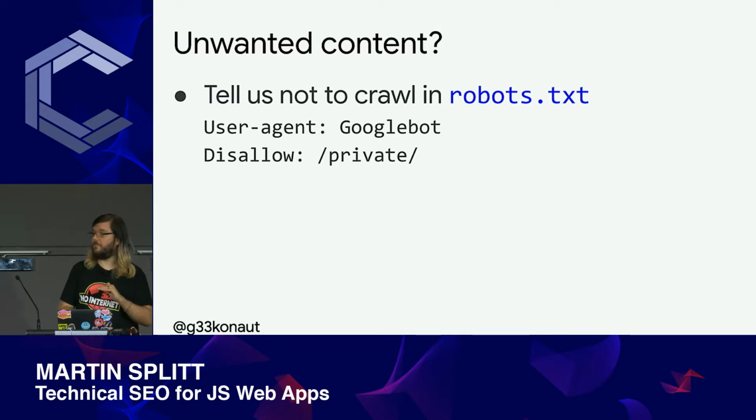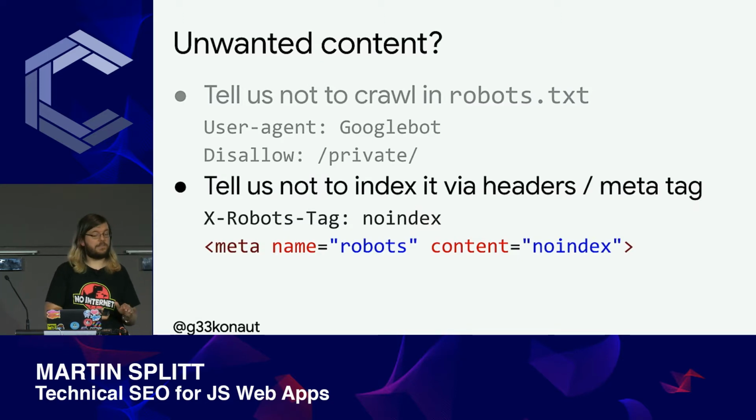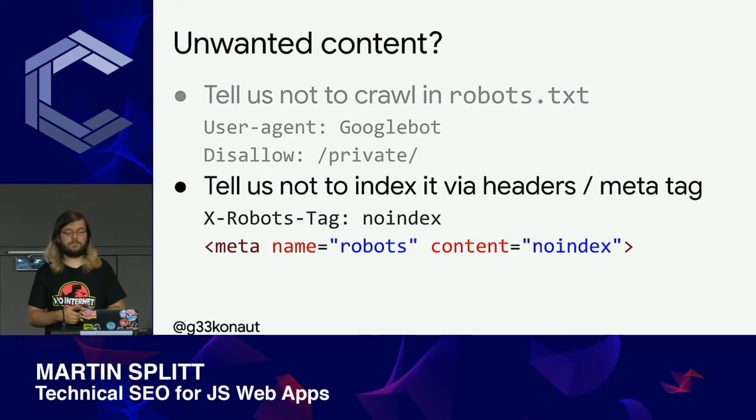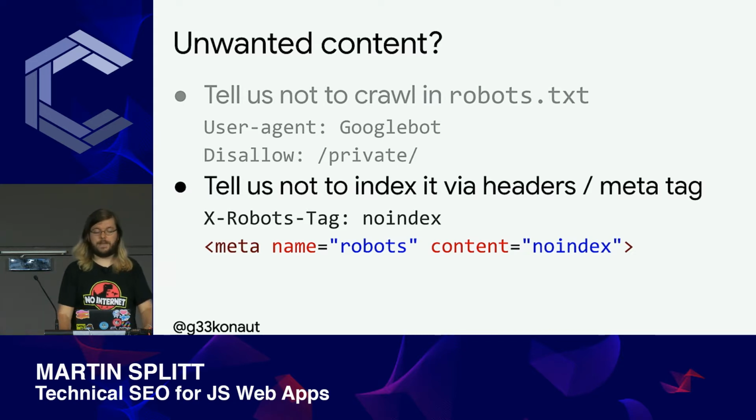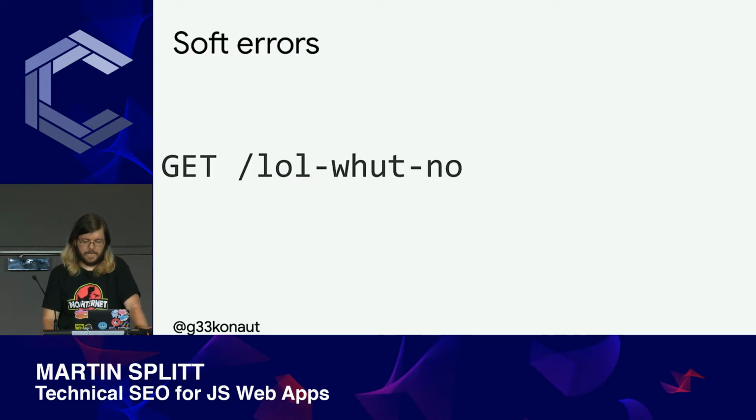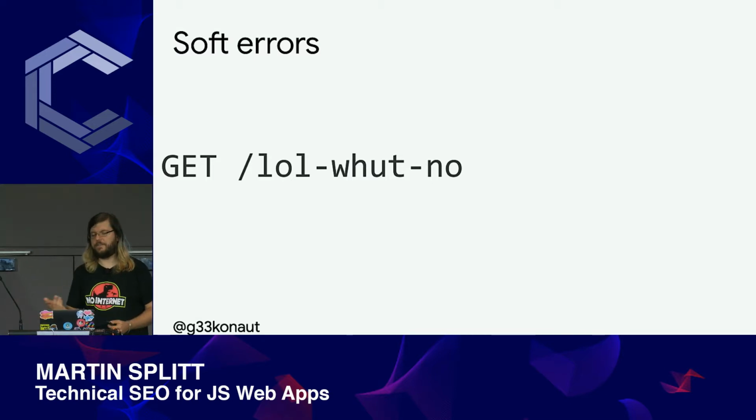If you really want something to not show up in the index, please tell us so by either using the HTTP header X-Robots-Tag and saying noindex, or you use a meta tag on your HTML pages that says noindex. In that case, we will crawl it if it's not in robots.txt. If you have robots.txt on it, we're not going to see these two. So be a little careful which one to pick. But basically, if we see it and we render it, we're going to look into it in processing again. And then if it says noindex, we're not going to put it in the index. There's also a really nasty thing that happens specifically in single-page apps, which is soft errors.